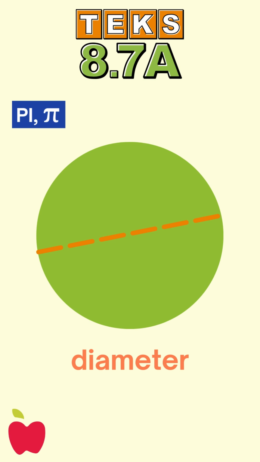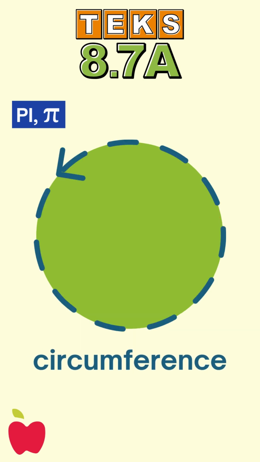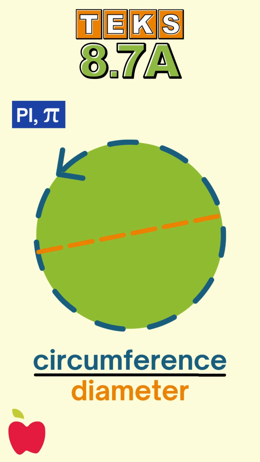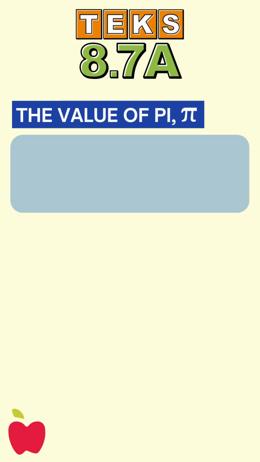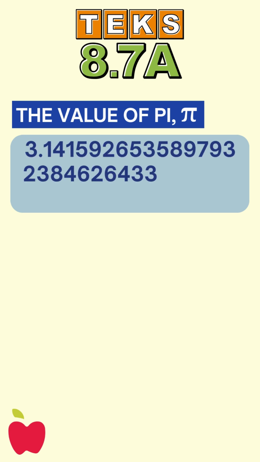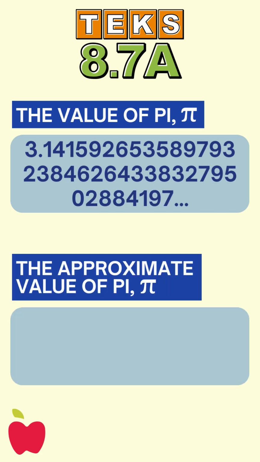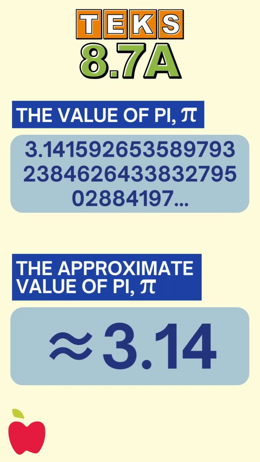In simple terms, no matter the size of the circle, if you divide its circumference by its diameter, you'll always get about 3.14. Pi is an irrational number, which means it has an infinite number of decimal places. But for most calculations, we round it to 3.14. We'll be using pi in all three volume formulas today, so keep that value in mind.